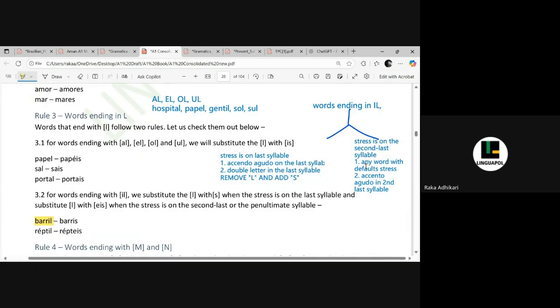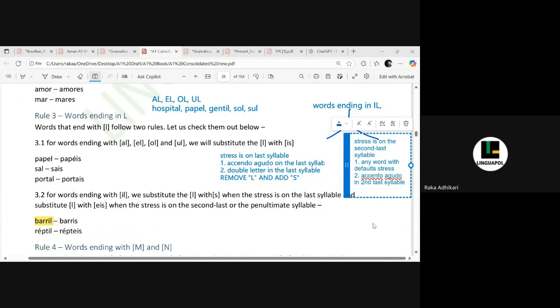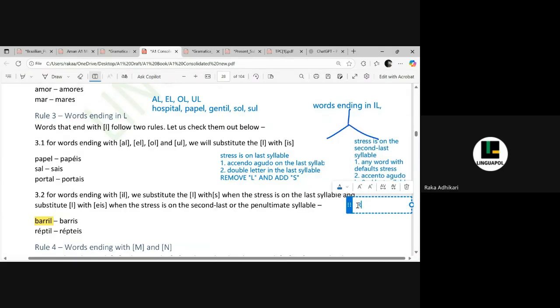Let's come to the second category. The second category says that the stress is on the second last syllable. In that case, we will actually remove the IL and we will add EIS. So in this category, remove the IL from the end and add EIS. Second category of words where the stress is on the second last syllable.